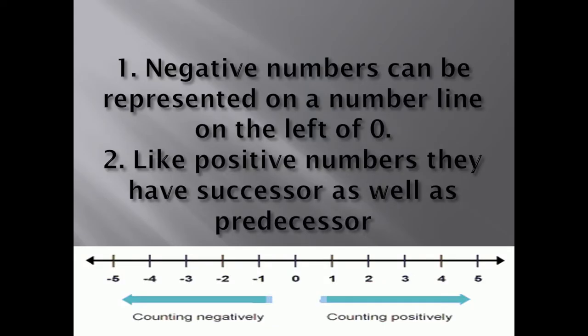Negative numbers can be represented on a number line on the left of 0. See this number line. In this number line at the center there is 0. On the right side of 0 there are positive numbers, and on the left side of 0 there are negative numbers like -1, -2 and so on. Like positive numbers, they have successor as well as predecessor. In the whole number system chapter, you have studied about the successor as well as predecessor. In the same way, negative numbers have also successor and predecessor.